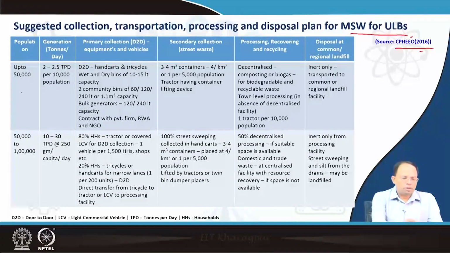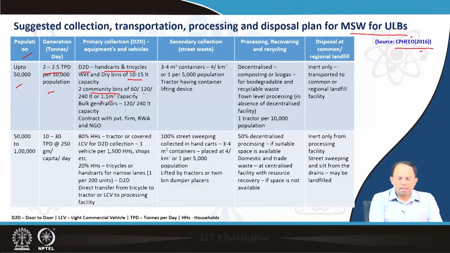So here, first, based on different population sizes or different ULB categories like municipal council, municipal corporation and so on, we can decide on what sort of system we will adopt. For example, for a population of 50,000, which generates around 2 to 2.5 tons per day per 10,000 population, this is the waste generated per day. We can go for D2D collection using handcarts and tricycles, and bin size could be 10 to 15 liters. Community bins of 60, 120 to 240 liters and 1.1 meter cube capacity could be provided.